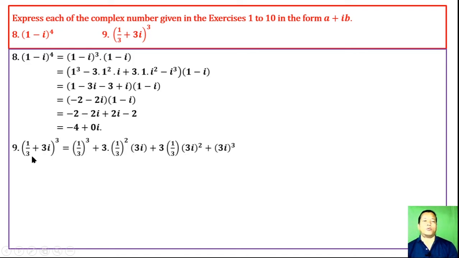For 9, we have to expand using the formula a plus b whole cube, we get this. Simplify, 1 by 27 whose square cancelling, we get i. For this we get minus 9. For this we get minus 27i. Combine the two real numbers and the two terms containing i, we get this, and again simplify, we get this, which is in the form of a plus ib.